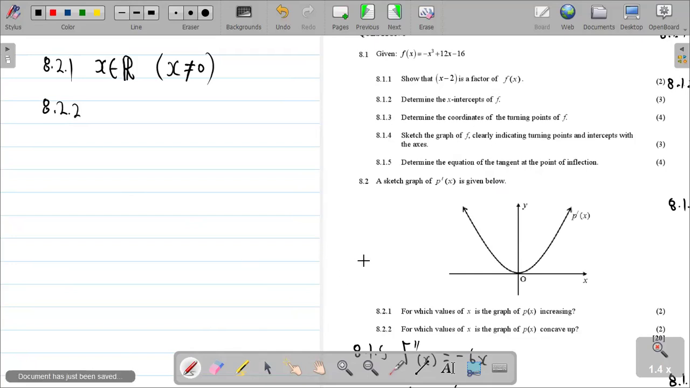So 8.2.2, they say, for which values of x is the graph of p of x concave up? Okay. Concave up means the second derivative is positive. So what is going to happen here? This is negative here and it's positive here. Because the gradient is negative here and here the gradient is positive. So it's concave up when x is greater than 0.